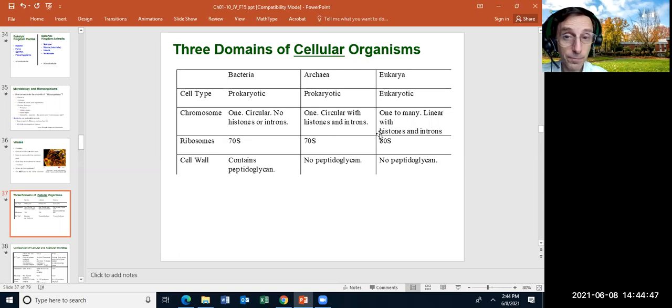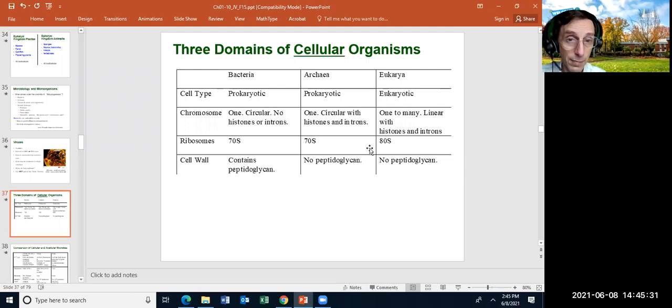The eukaryotes generally have many chromosomes. Apparently there's one or two species that have one, so one to many, but most of them have many. Humans have 46 chromosomes, and they are linear chromosomes. Like, for example, in the X, there is a starting position and an ending position. So it's a linear chromosome. Our chromosomes have histone proteins on them, and we have introns in the DNA. We'll talk more about both histones and introns later.